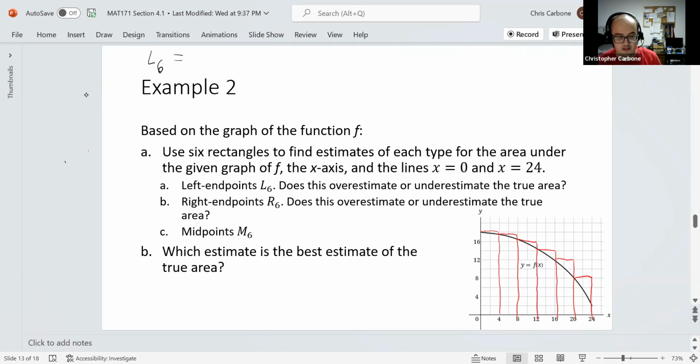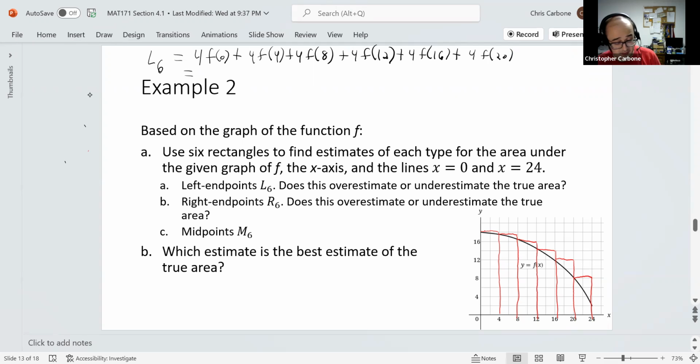And that calculation is going to be 4 times f of 0, since each of these has a width of 4, plus 4 times f of 4, plus 4 times f of 8, plus 4 times f of 12, plus 4 times f of 16, plus 4 times f of 20. And that's one too many parentheses. So what does that mean?